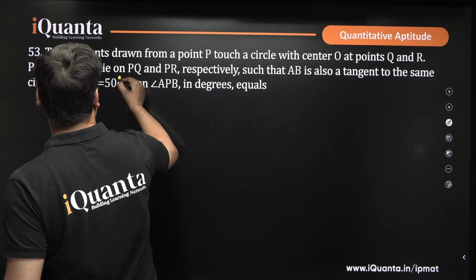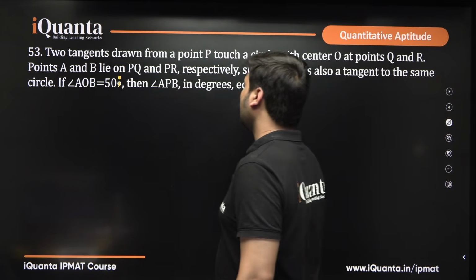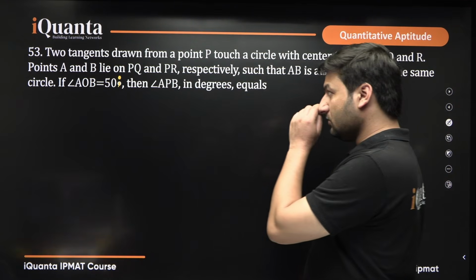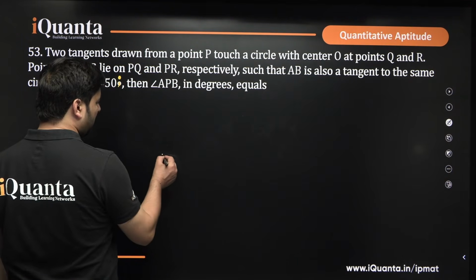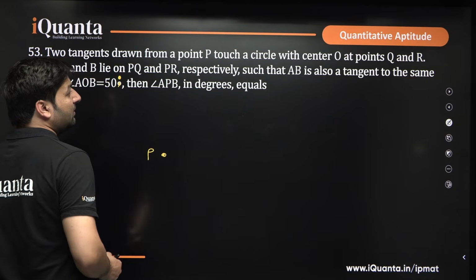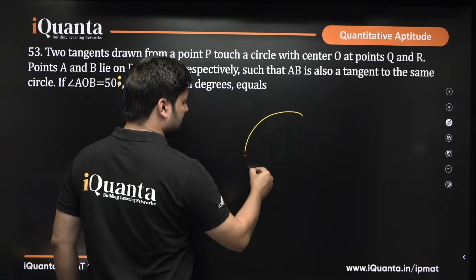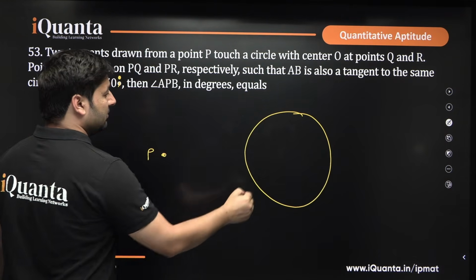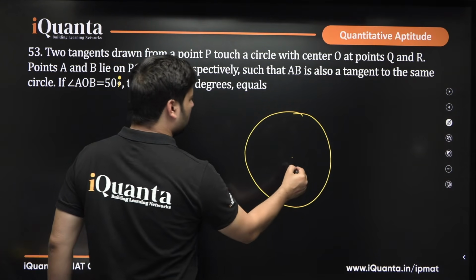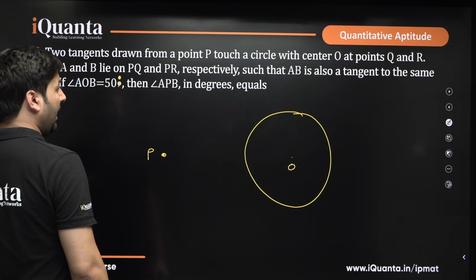If angle AOB is 50 degrees, then angle APB in degrees equals? Okay, so there are two tangents drawn from a point P to a circle with center O, at points Q and R.